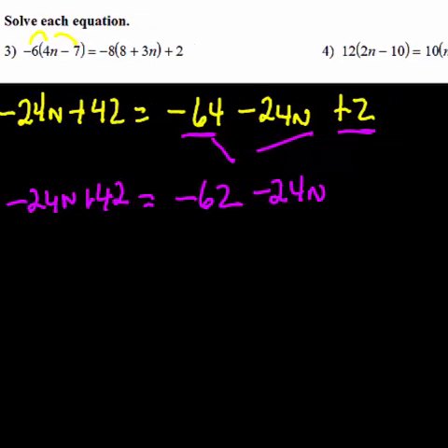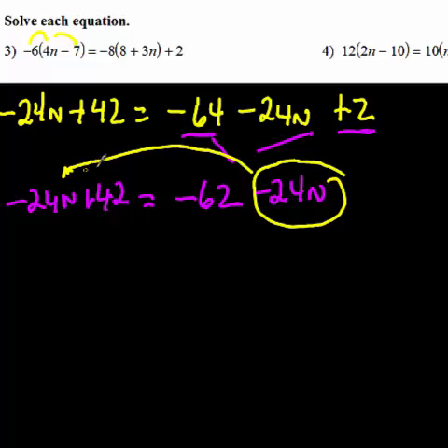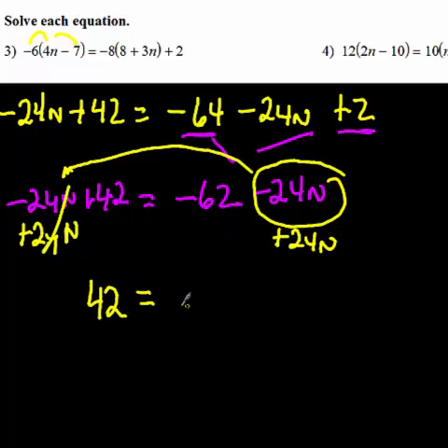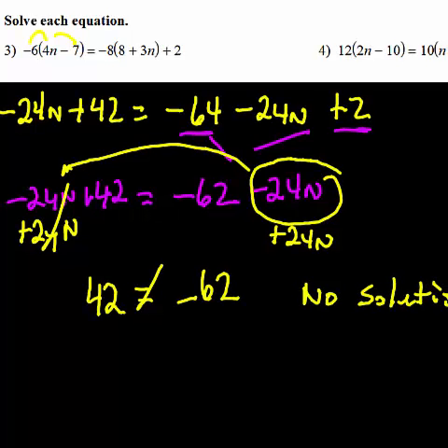Okay, and so now we want to get our letters together on the same side, so I want to move that -24n over here with my other n, so I'm going to add 24n to both sides. And what do I get? The 24n, -24 plus 24 goes to 0, so I get 42 equals -62, and I know that is not true, so this answer would be no solution.